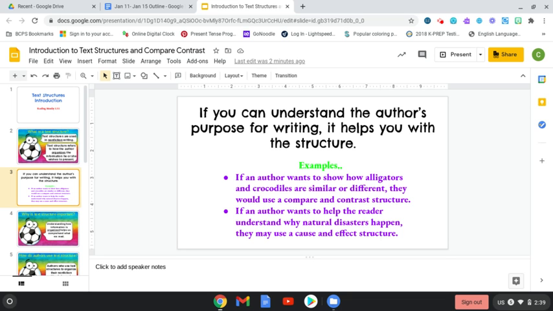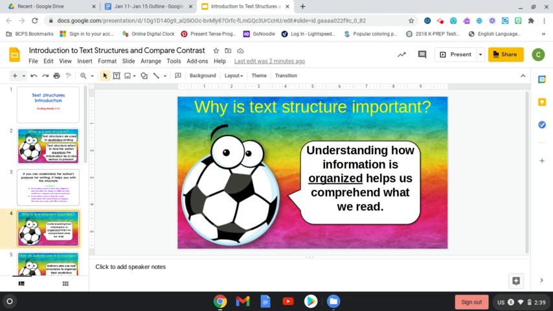Okay? But if, for example, an author wants to help you understand why a natural disaster happens and then what happens after. So let's talk about an earthquake. They may explain to you the cause of the earthquake and then explain the effects of the earthquake, like what happens after the earthquake happens, like the damage. That would be a cause and effect structure. And we'll get into more of these as we go throughout the week.